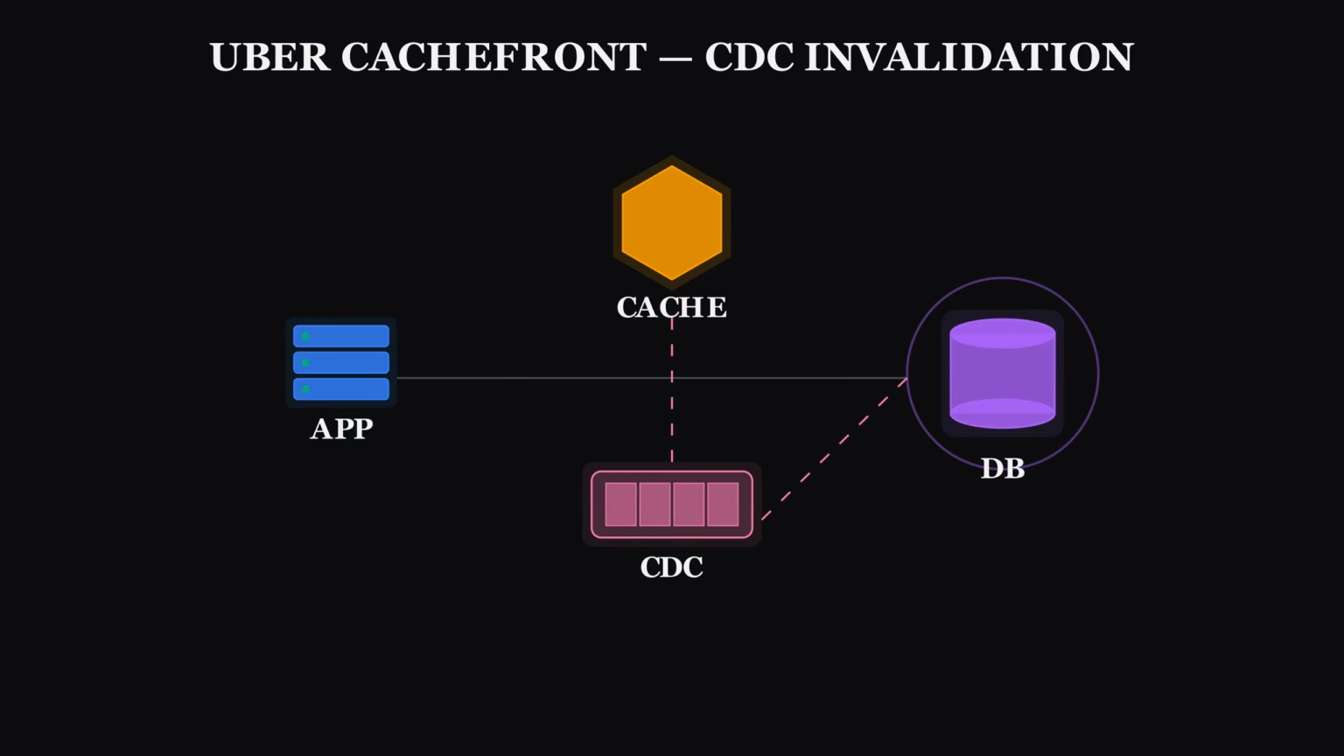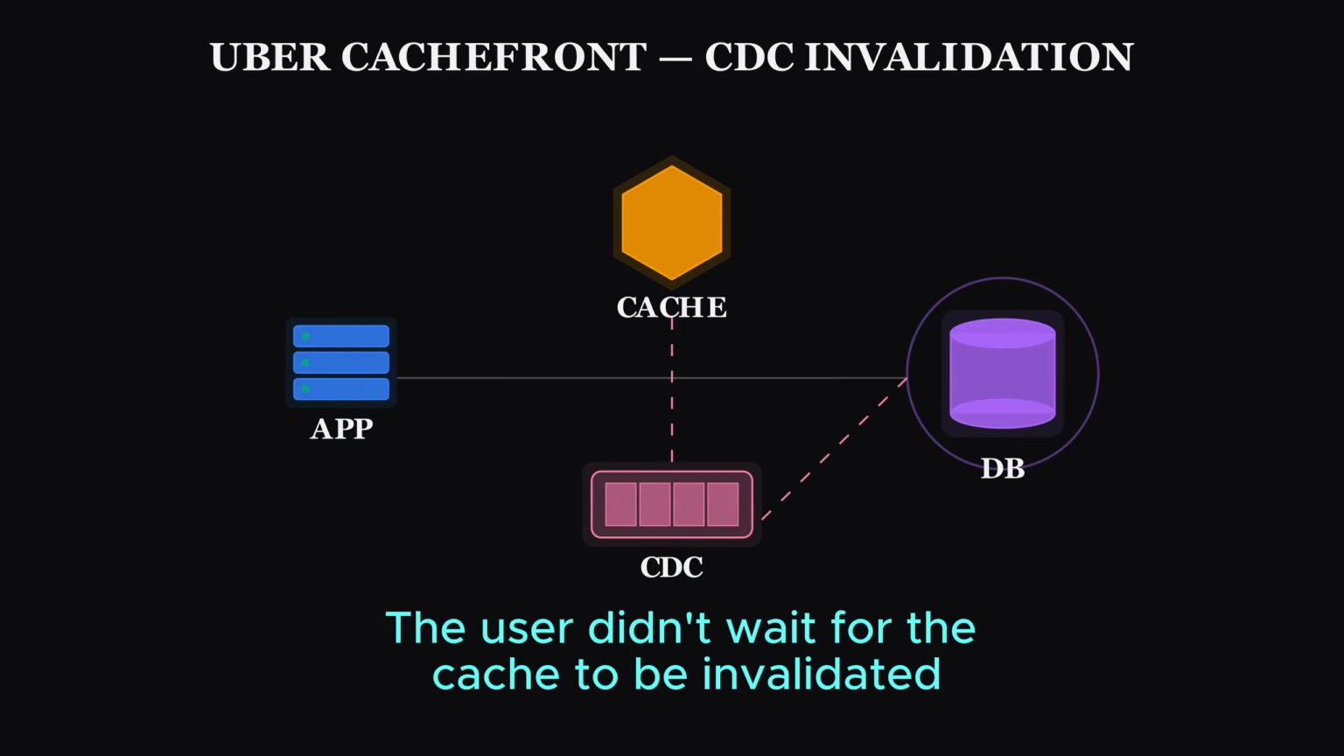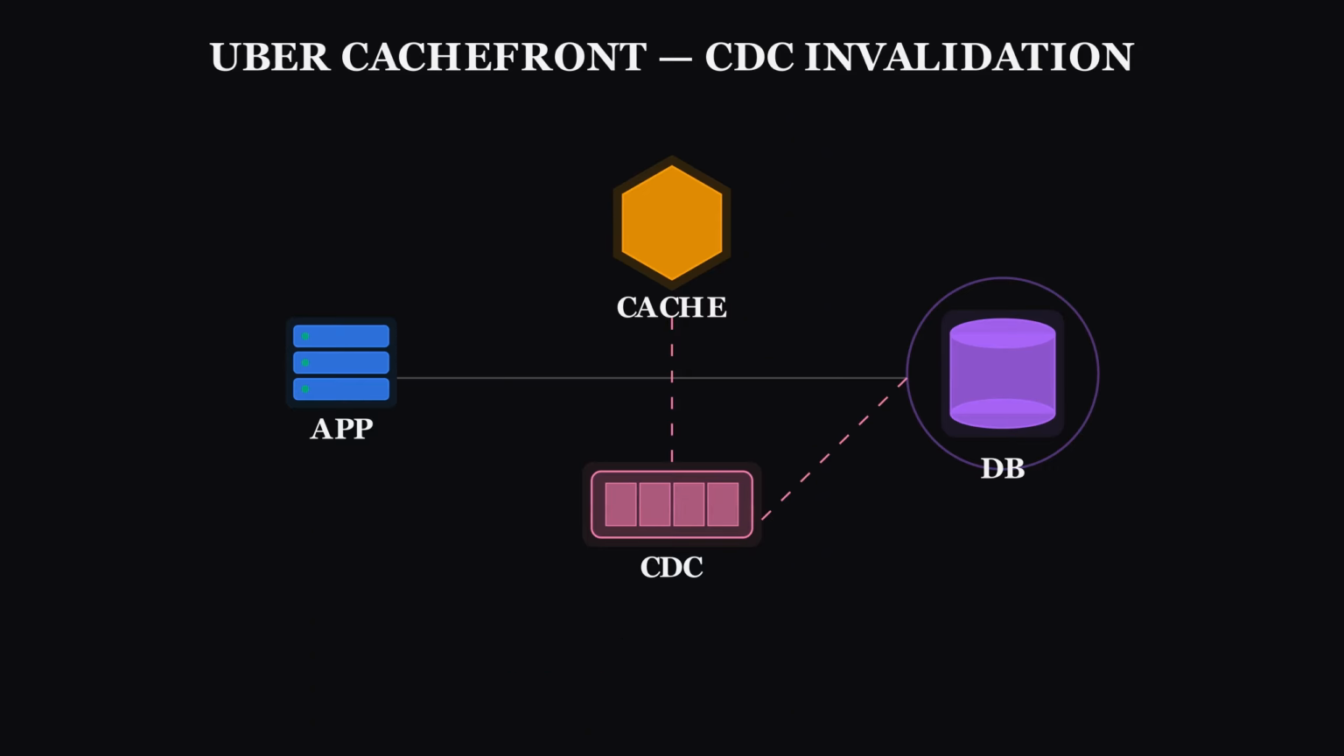Notice what we just did. The user didn't wait for the cache to be invalidated. The write returned the moment the database committed. The invalidation happened on its own schedule, driven by the database's own changelog in a different process on a different timeline. 3 patterns, 3 columns.